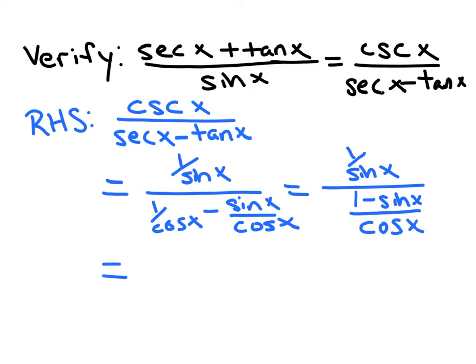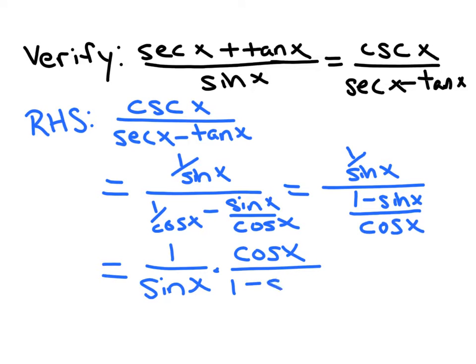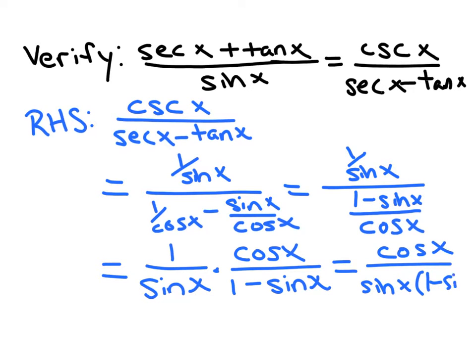So I'm going to write this now. Again, I'm leaving the numerator alone, times the reciprocal of the denominator. So put cosine on top and 1 minus sine x on the bottom. All right, and I'll go ahead and multiply that straight across. So 1 times cosine over sine times 1 minus sine.